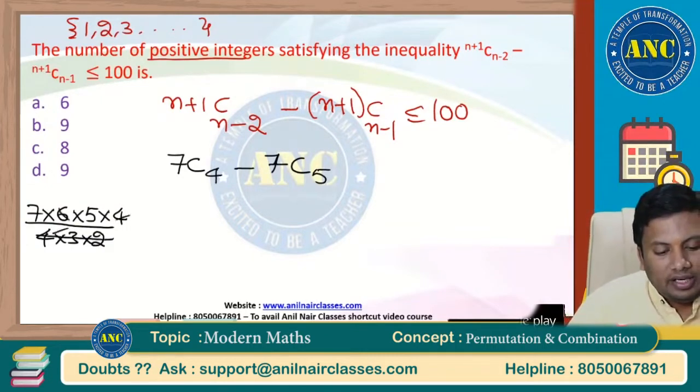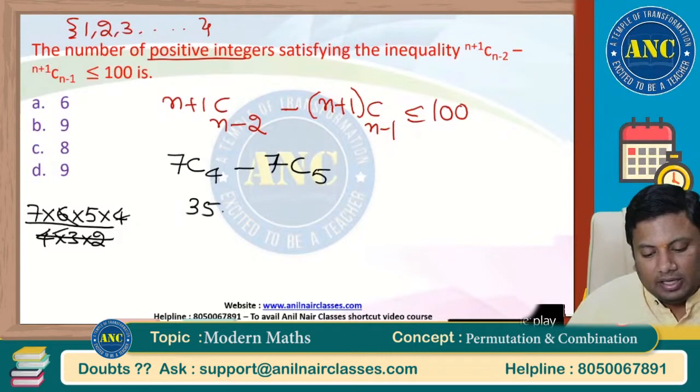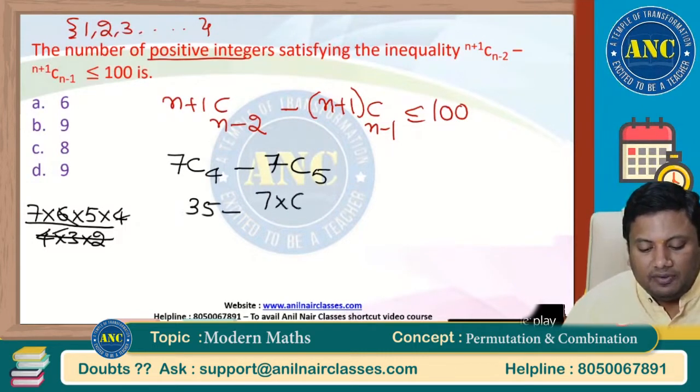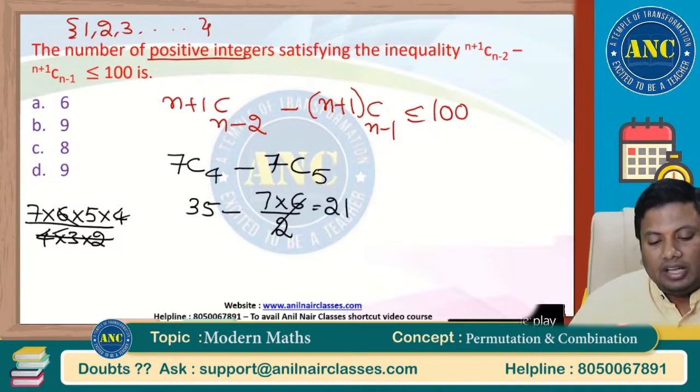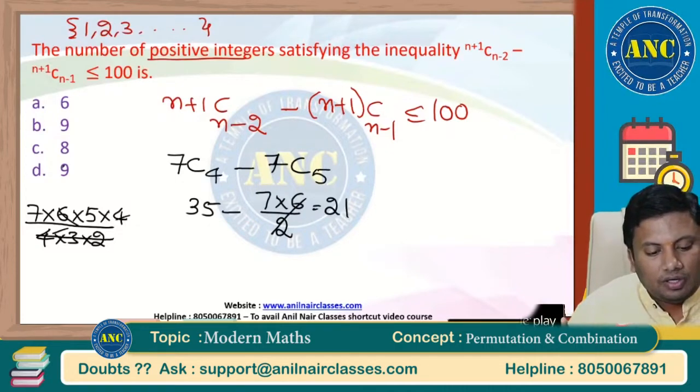The 4 cancels, 3 and 2 cancel. This is nothing but 35. 7C5 is 7 into 6 by 2, which is 21. 35 minus 21 is 14. 14 is less than 100. 6 is satisfying. So, let me take this option as 5.